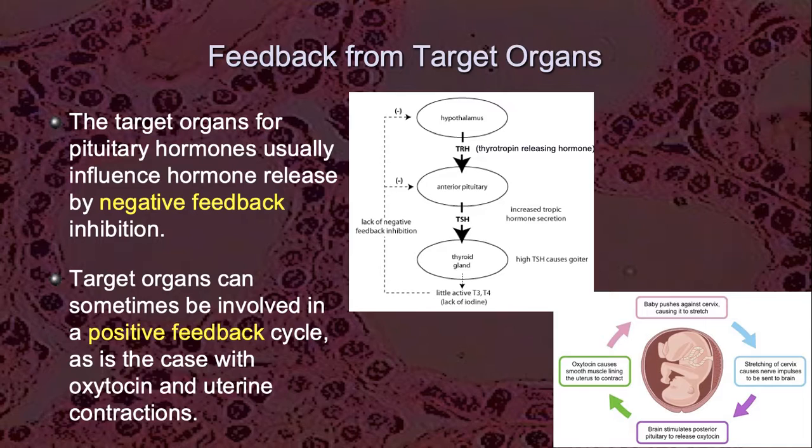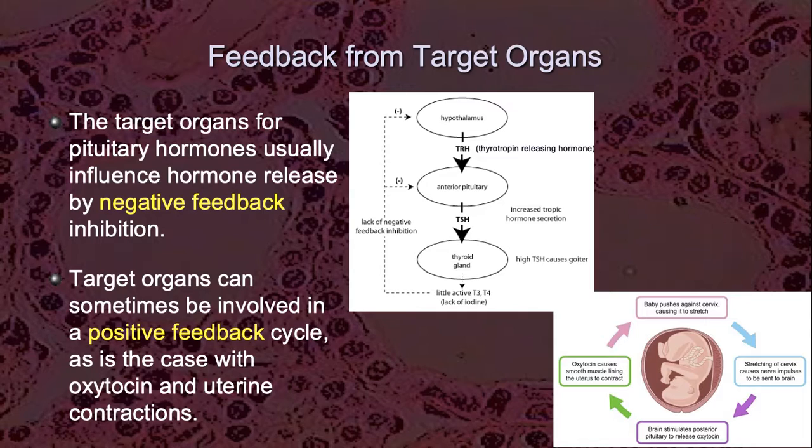However, target organs can also be involved in a positive feedback cycle. For example, our example is oxytocin and uterine contractions. So, when a baby is ready to be born, he's going to flip himself around in the uterus and the head's going to be pointed down at the bottom. Okay? When that happens, that head is going to put force on the cervix. Okay? And those muscles down in the area are going to stretch. Stretch receptors are going to pick up that stretch and send information back up to the hypothalamus. The hypothalamus will tell the pituitary gland to release oxytocin.